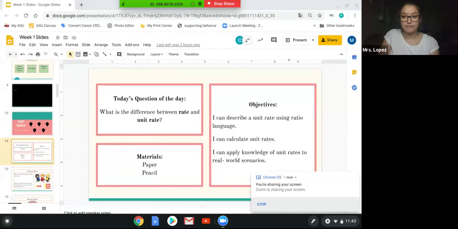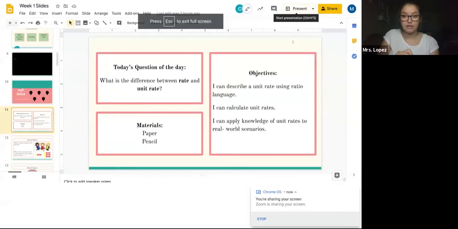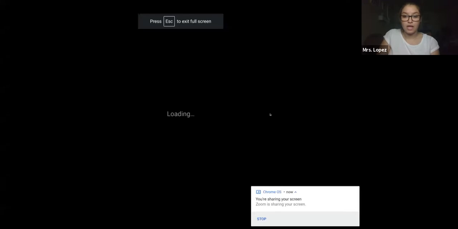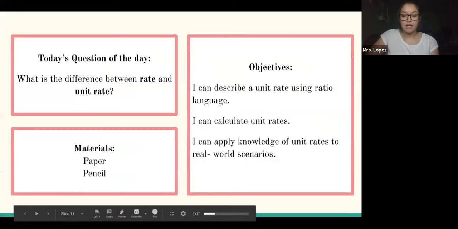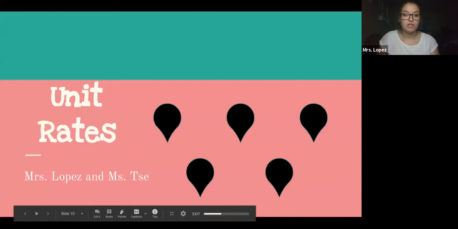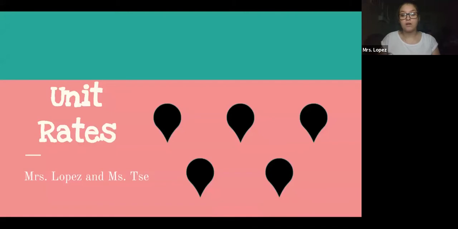So let's share the screen here real quick. Okay, let that load. So today we're going to be going over unit rates. And we're going to go more into that and really know what is a unit rate, what does rate mean, what does unit rate mean. And so let's go a little bit further here.